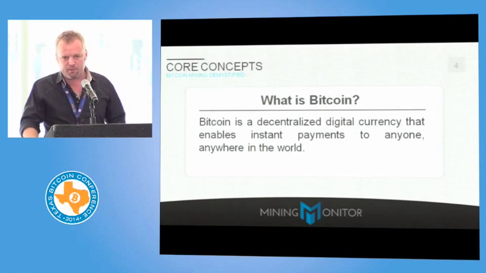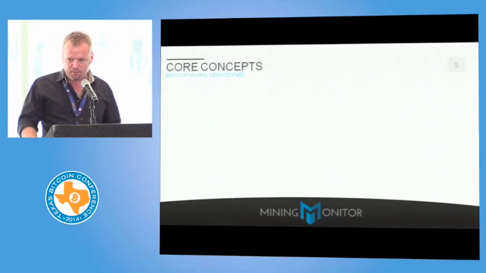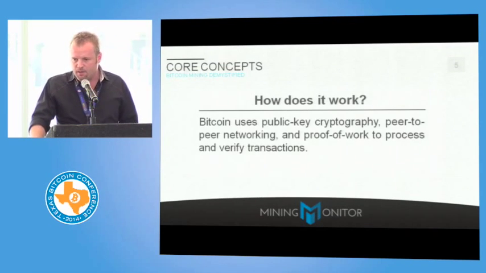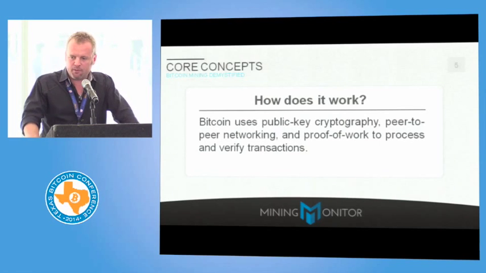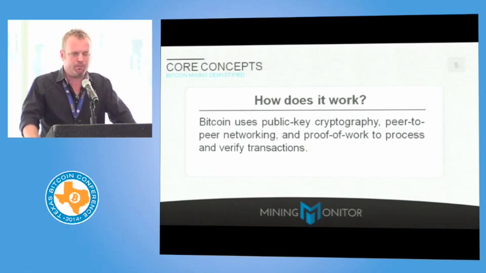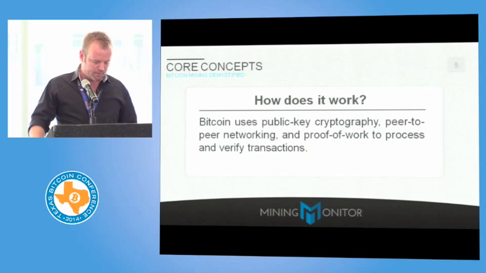So obviously we know Bitcoin's a decentralized digital currency that enables instant payments to anyone, anywhere in the world. And it works using public key cryptography, peer-to-peer networking, and proof of work to process and verify transactions.